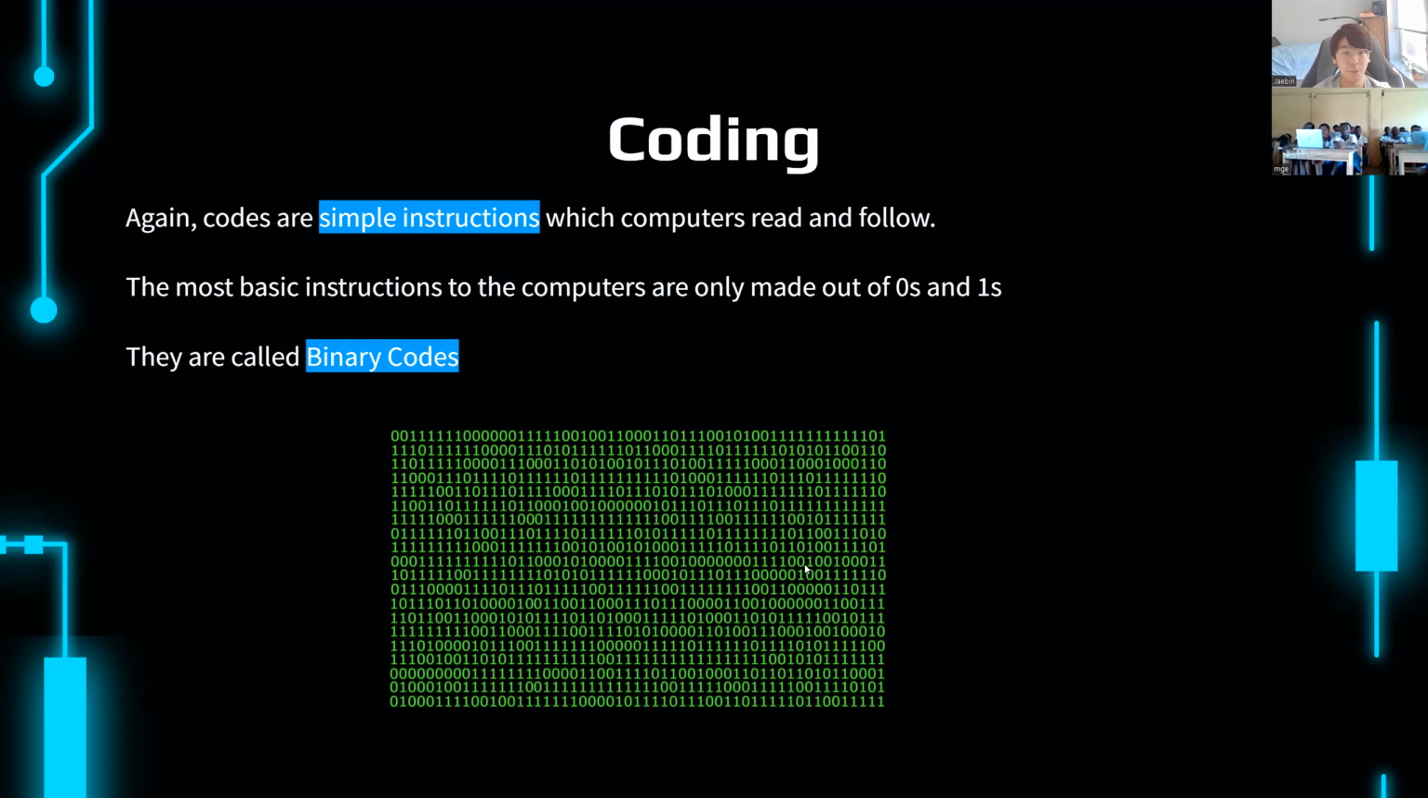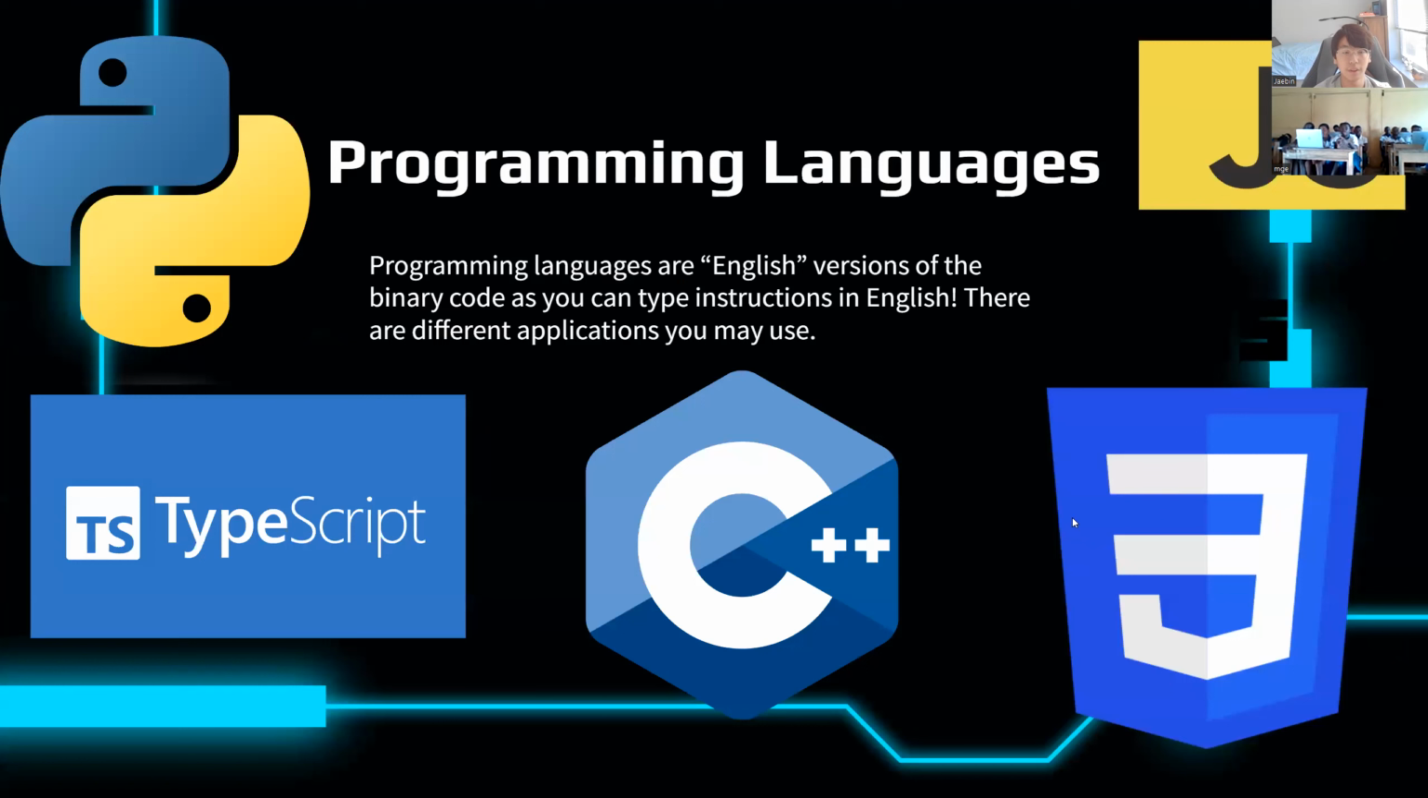These are just simple and not written in English. So these are programming languages. Programming languages are English versions of the binary codes, since it's hard to understand what zeros and ones mean. So these programming languages help us convert the zeros and ones to English. There are different applications you can use. There is Python, TypeScript, JavaScript, C++, and way more that you can use.